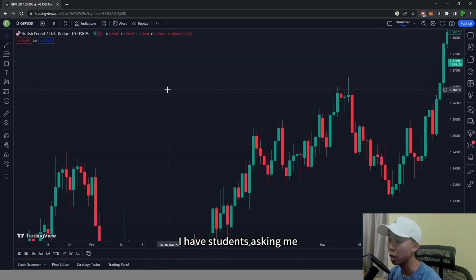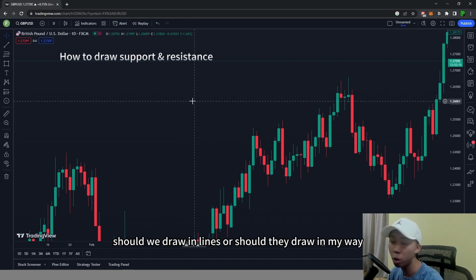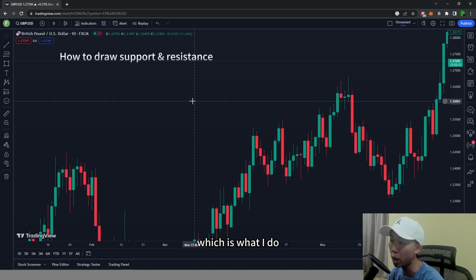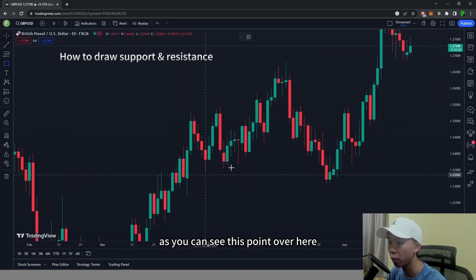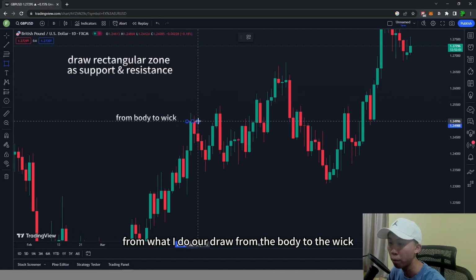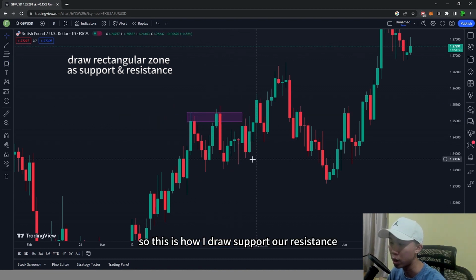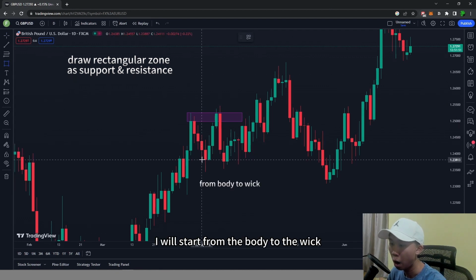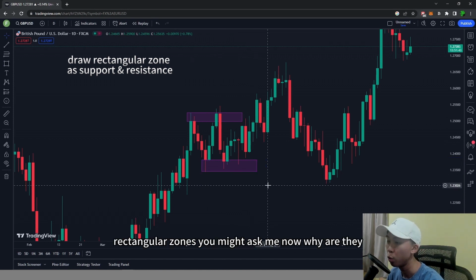I have students asking me, so how should I draw the support or resistance? Should we draw it in lines or should we draw it in my way, which is what I do? I draw rectangular zones. So let me show you how I draw support resistance. As you can see this point over here, I will draw from the body to the wick. Then I'll extend it. So this is how I draw support or resistance. Same for the support over here. I will start from the body to the wick. This is how I draw support or resistance in rectangular zones.